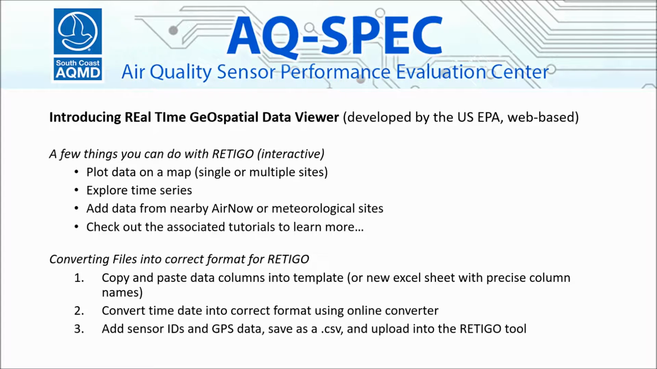And sort of the middle ground is this tool Redigo. This is a free, open, web-based tool built by EPA. And basically, if you take your PurpleAir data, we have a few short steps to get it ready for Redigo. And then you can upload it into Redigo, you can make maps, you can make time series, and you can add in data from AirNow reference sites.